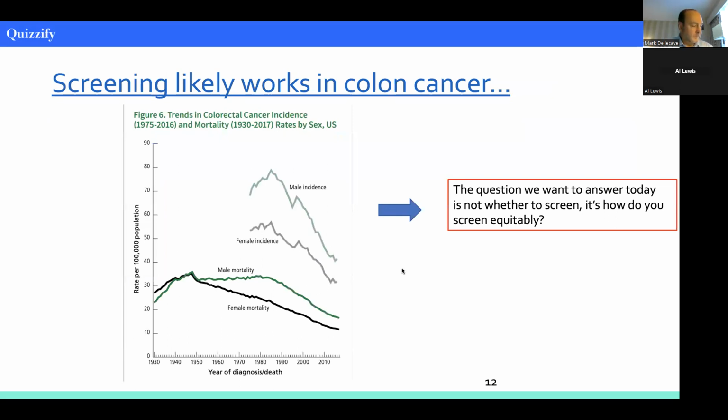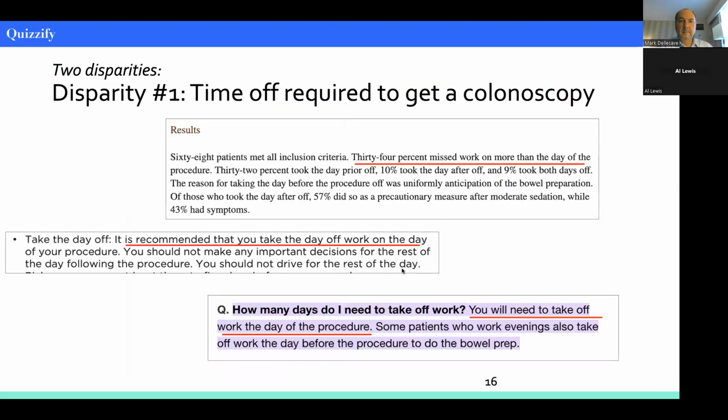Well, first, just to put it in context, we do want people to get their colon screens. Colon screening is probably by far the most effective of the major screens in avoiding the cancers associated with the organ being screened. So the question today is not whether we want to screen, it's how you screen equitably. There are 2 disparities that we're going to ask you how familiar you are with them, that happen in colon screening.